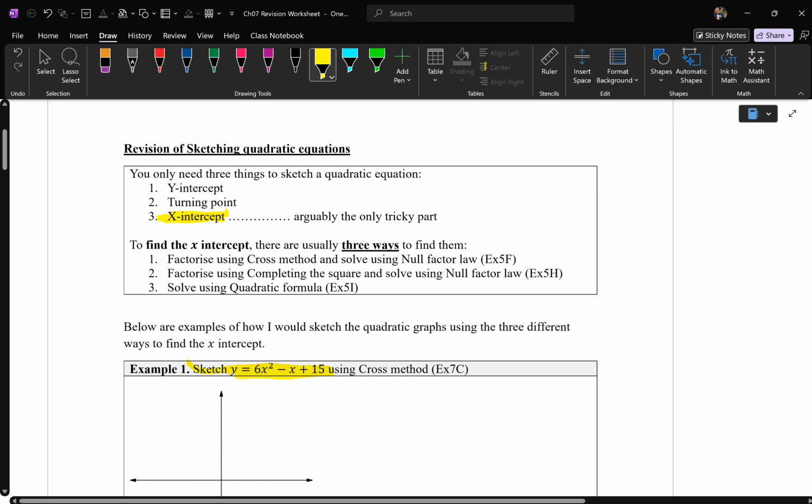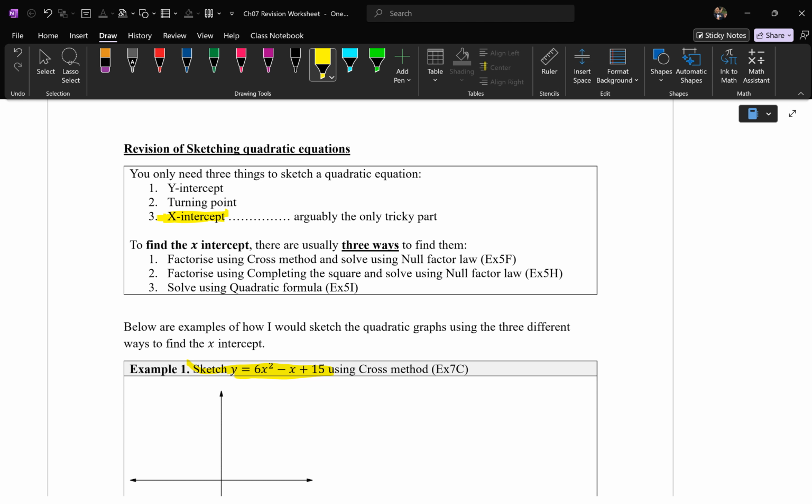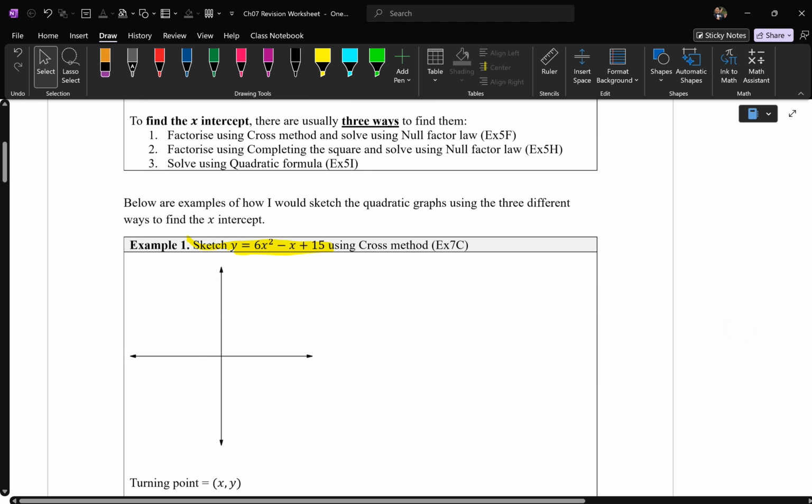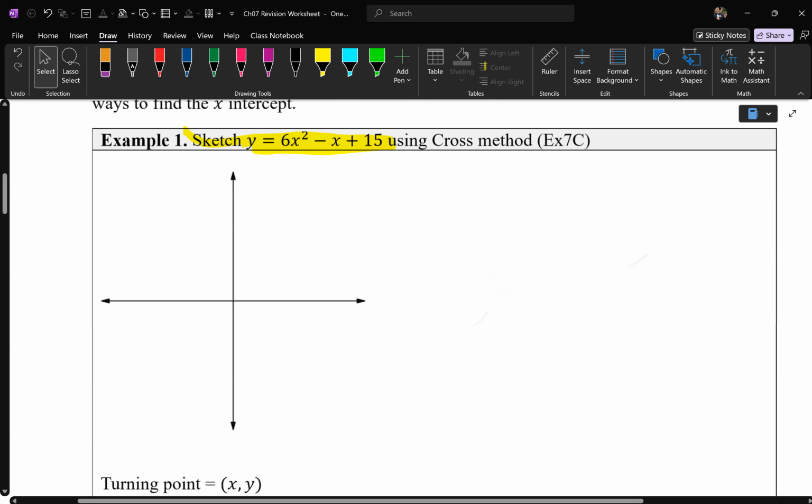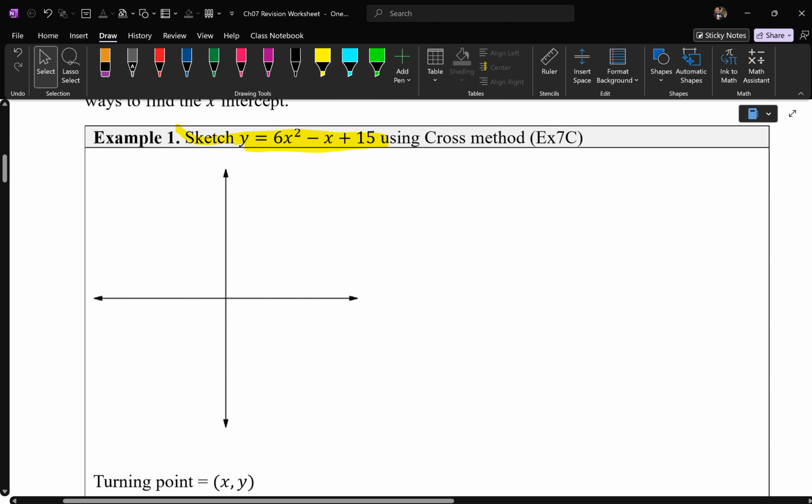There are three different ways that you can get your x-intercept, which also then leads to two different ways to getting your turning point. So you're going to see how the two ways are going to go, okay? So here we go. Let's go with the first one. If you copy the equation down, there are three things you need: y-intercept, x-intercept, and then turning point.